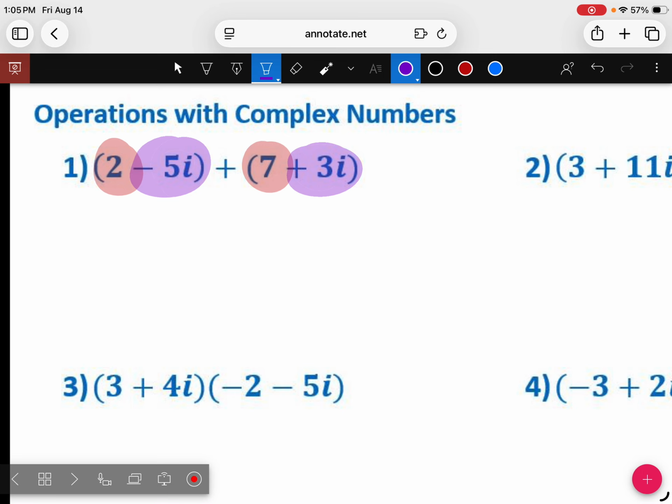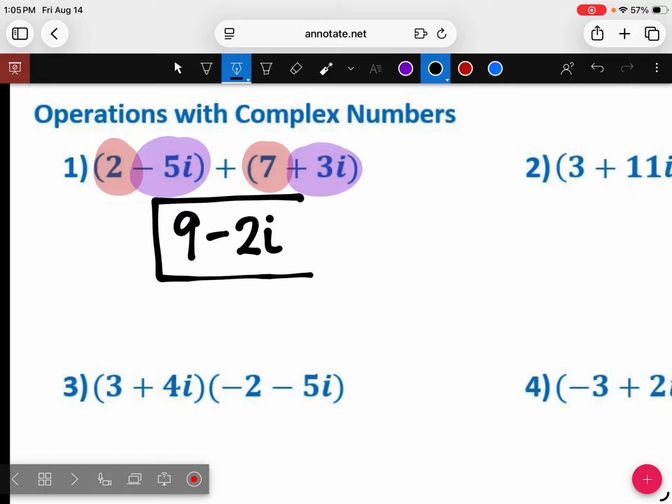That's it. So when I add them, 2 plus 7 is 9. Negative 5i plus 3i is minus 2i. That is your final answer. That's it.